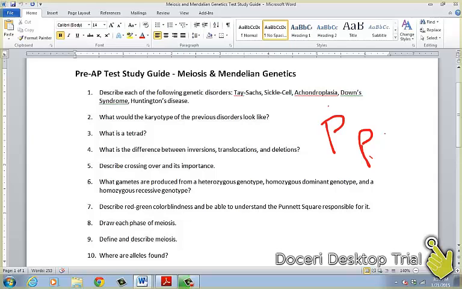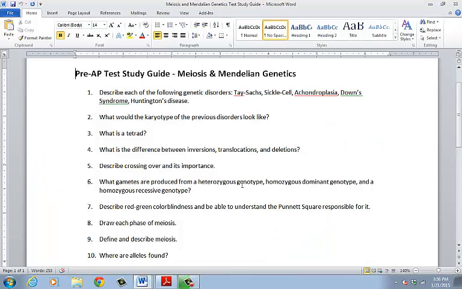With homozygous dominant, both capital letters. And with homozygous recessive, obviously one allele, that's a little p, we'll make that a little flippy thing there. One little p and another little p. All right? Okay, away we go.